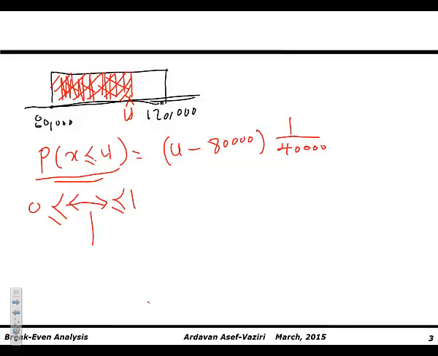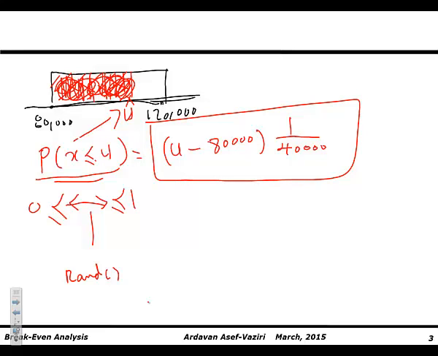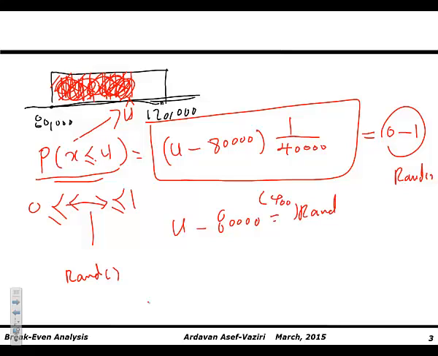And if it wants to be a random value, I can assume it is equal to rand. So each rand is associated with a probability. As soon as I have that probability, I can use that probability and find U. So the area is this much, and this is equal to a number between 0 and 1, which I assume is rand. Therefore, U minus 80,000 is equal to rand multiplied by 40,000. And therefore, U is equal to 80,000 plus 40,000 times rand.